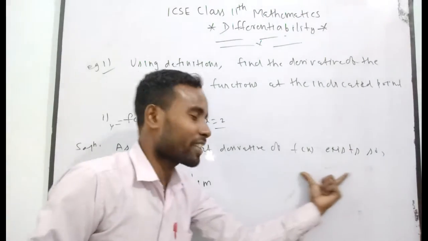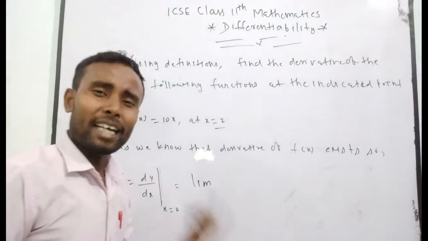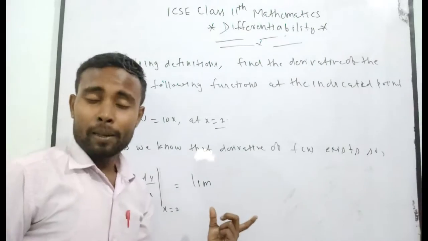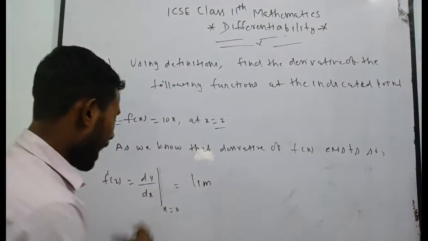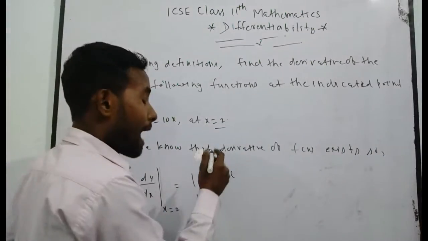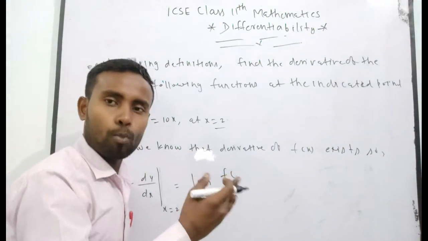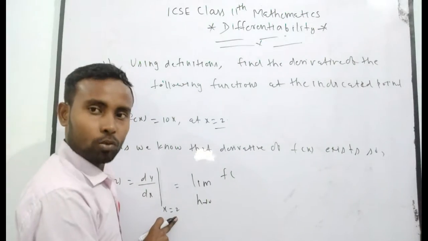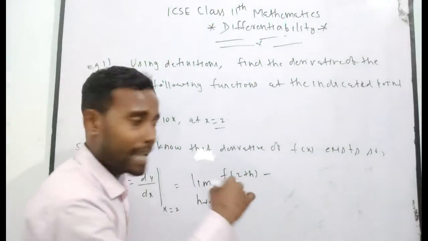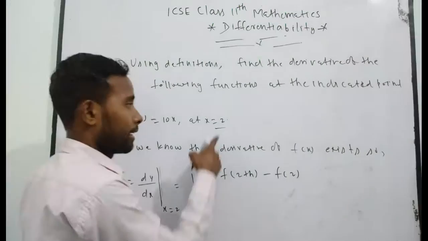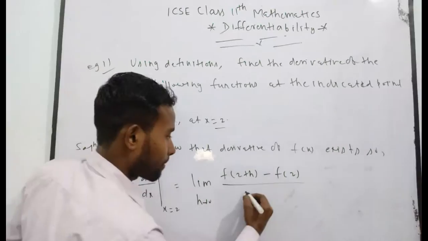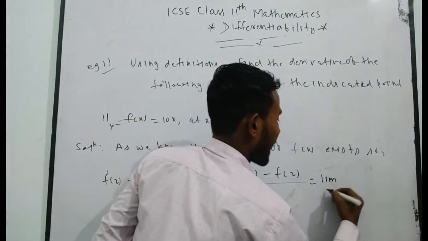As you know that the derivative of f(x) exists, you can take LHD or RHD, but I have suggested many times, always take RHD. So RHD will be the limit h tends to 0 of f(a plus h) minus f(a) divided by h. Here a is equal to 2, so x is equal to a plus h, that means f(2 plus h) minus f(2), divided by h.